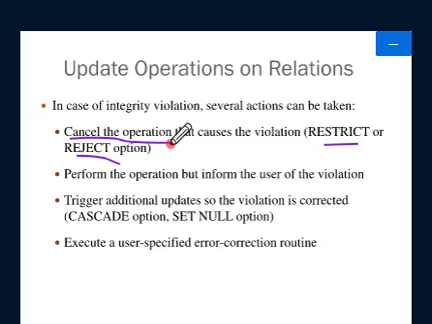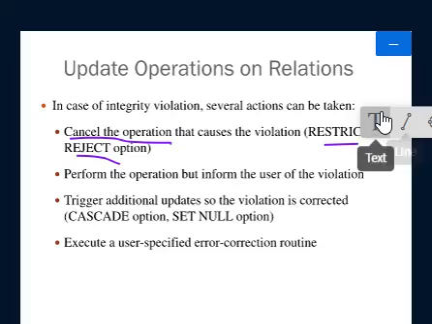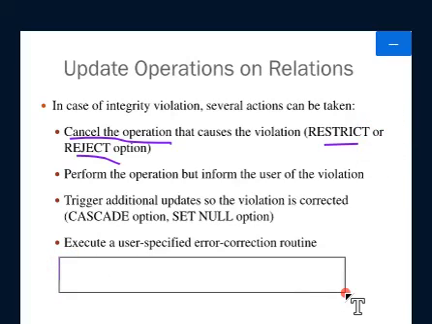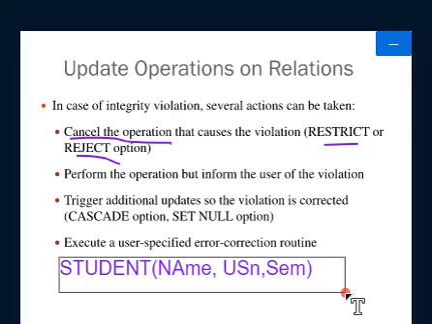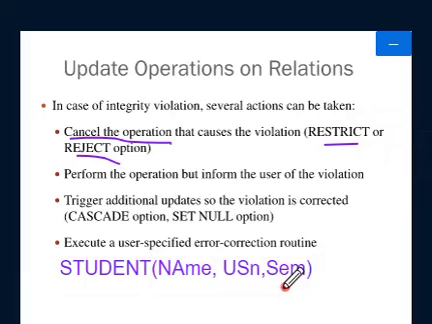Say for example, let me take this text box and tell you. Now I have a student relation, with name, USN, and semester. What is the constraint on semester? I told that semester must be an integer. Yes or no? This semester value must be an integer. And I put one more constraint saying that the value should be 1 to 8.